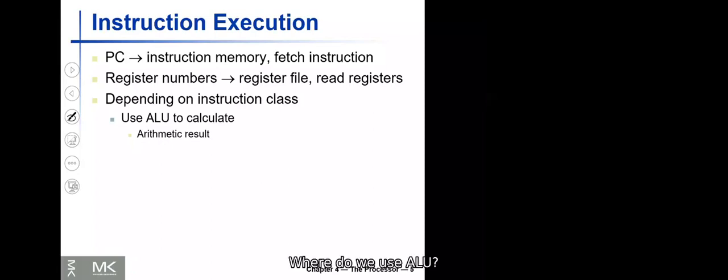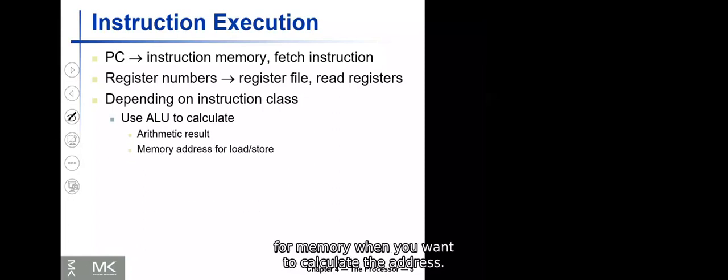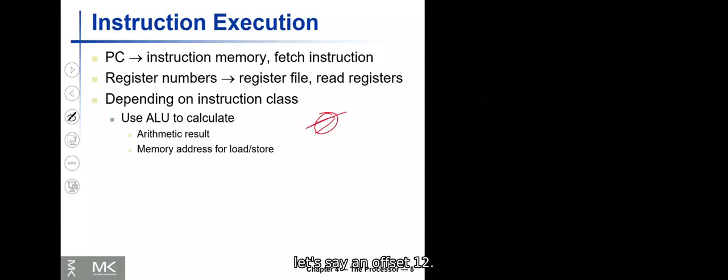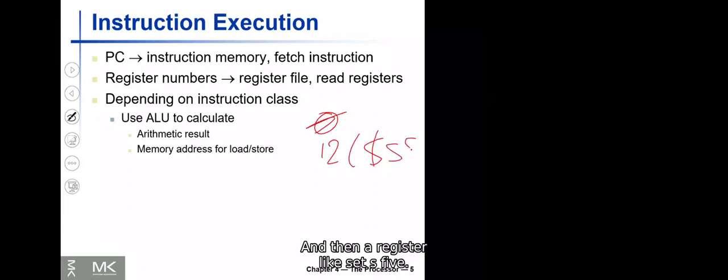Where do we use the ALU? For example, in branch instructions, we need to compare 2 values. So it is not just the arithmetic result of something. And also for memory, when you want to calculate the address, because the address has the form of, let's say, an offset, like 12, and then a register, like S5. So the address is going to be calculated by adding 12 to the value of S5. So again, we need the ALU to add these things together.